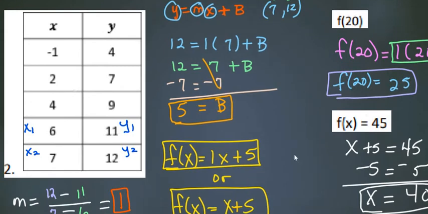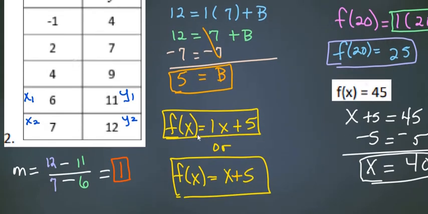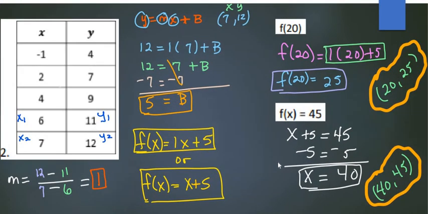Then I write it as a linear function. So when I write it in function form right here, I see that I have f of x equals 1x plus 5, which is the same thing as saying f of x equals x plus 5. Now, I'm going to substitute this in, put 20 in place of the x right here. And when I put all of this at one time in the calculator, I come up with 25. If I were to write this as an ordered pair, it would look like 20, 25.